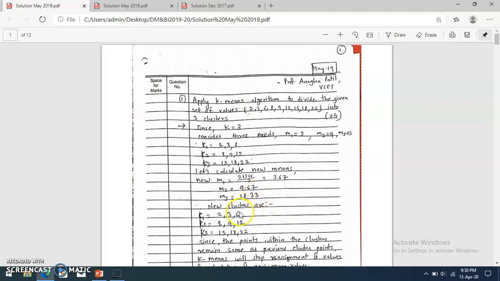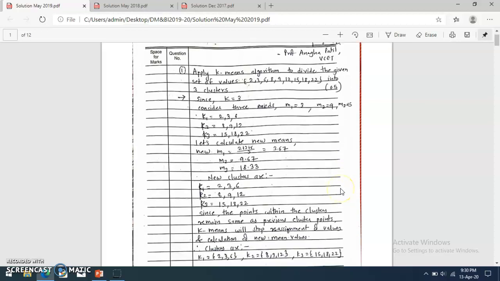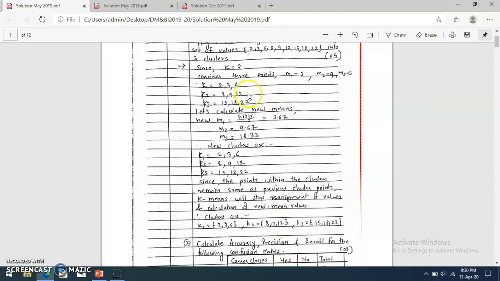As you can see, the clusters that we have got are similar to the clusters we got in the previous step. That means the points within the clusters remain the same as the previous cluster points. Whichever new means you get for these 3 clusters would be similar to this. Hence, the reassignment of the values would stop and new values would not be calculated. So these are our final clusters: K1 is this, K2 is this and K3 is this.